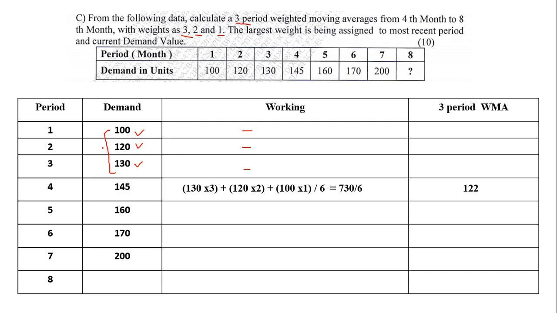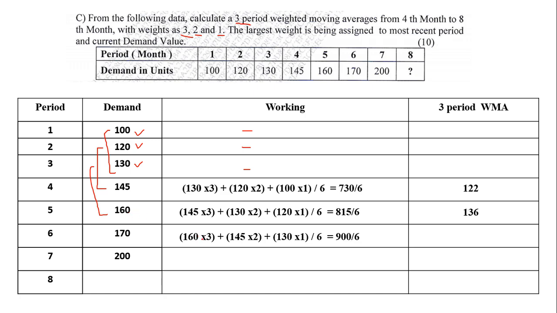Similarly, next we take the next 3. So 145 is the latest: 145 into 3 plus 130 into 2 plus 120 into 1. Total comes to 815. Again we divide that by 6, we get the value as 136. Next, the next 3 are 130, 145 and 160. So we multiply 160 into 3 plus 145 into 2 plus 130 into 1. Total comes to 900. 900 divided by 6, we get 150.